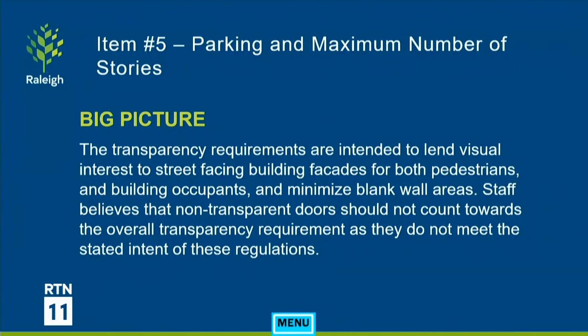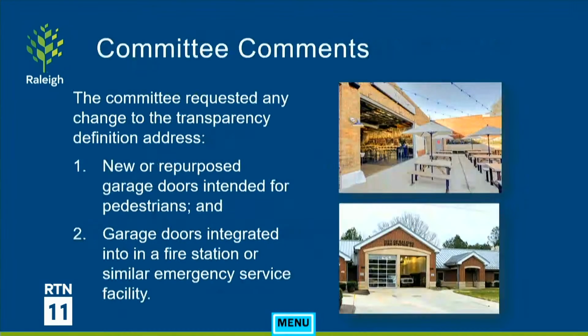The first was related to transparency. Apologies for the typo in the heading there. This is item 5, transparency. As a reminder, the intent here is just to clarify that only windows and doors that are actually transparent would satisfy the transparency requirement. You had some feedback last time requesting that we address new or repurposed garage doors in existing buildings that were for pedestrian use only, as well as some exemption for doors that are integrated into an EMS or fire station or some similar facility.